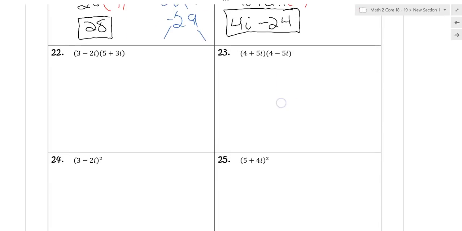All right, looking at number 22, 3 minus 2i times 5 plus 3i. Remember, when you have something that looks like this, we multiply using our boxes. So I have 3, negative 2i, 5, and positive 3i. 5 times 3 is 15. 5 times negative 2i is negative 10i. 3 times 3i is 9i. 3 times negative 2 is negative 6. i times i is i squared.